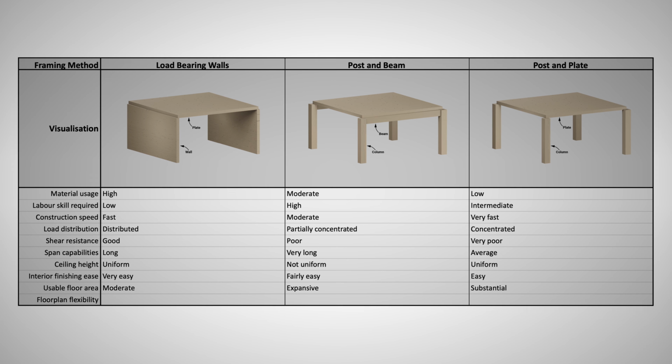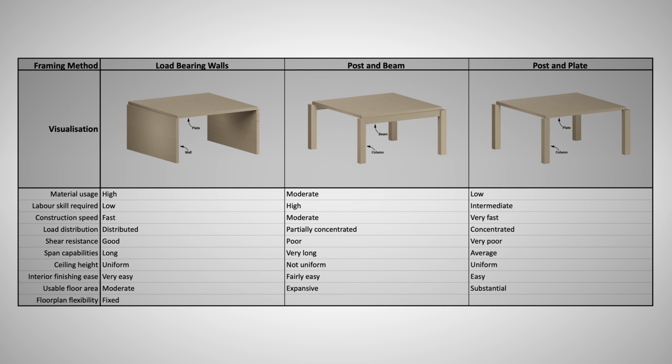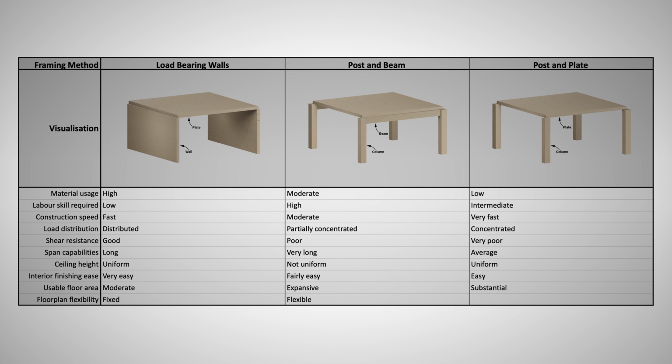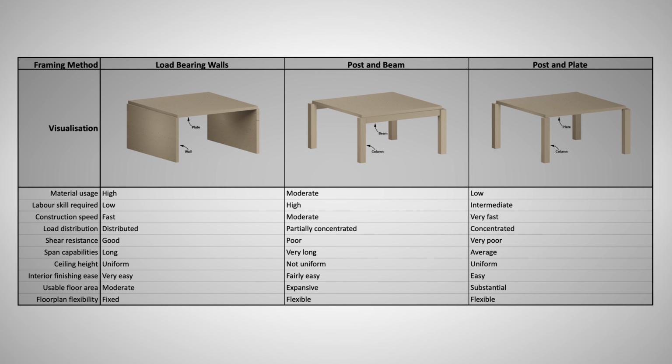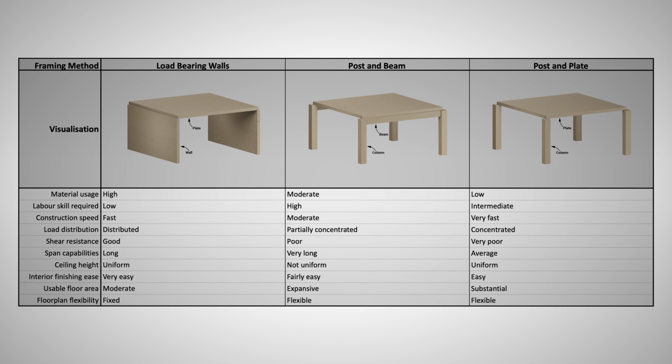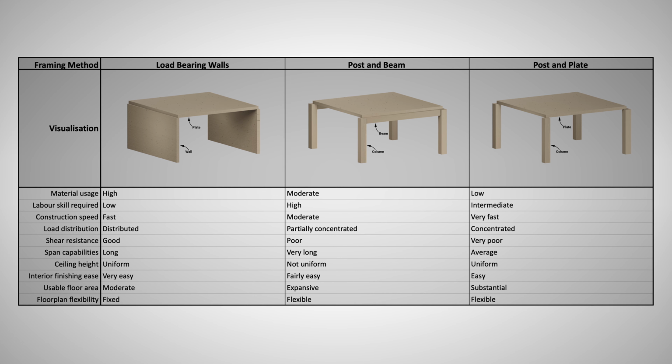The load-bearing wall method offers the least flexibility in floor plan design because the walls serve as structural elements that cannot be easily removed or reconfigured. In contrast, both the post and beam and post and plate methods allow for greater adaptability in the arrangement of internal walls, thereby enabling more flexible floor plans.